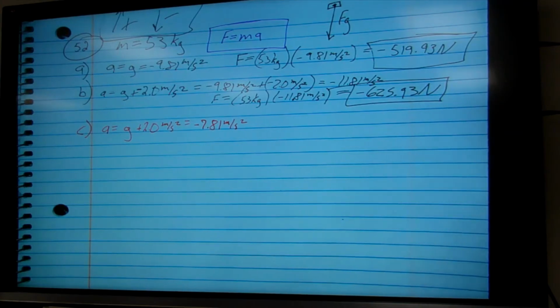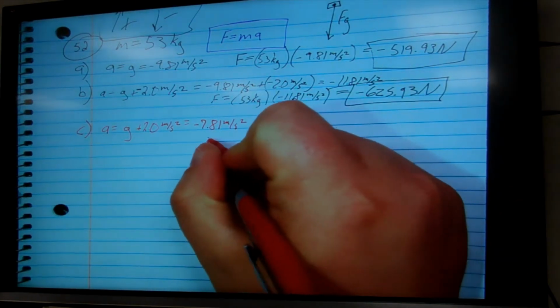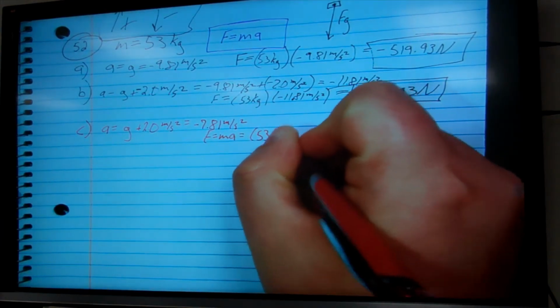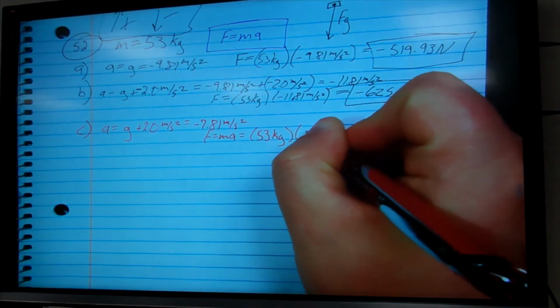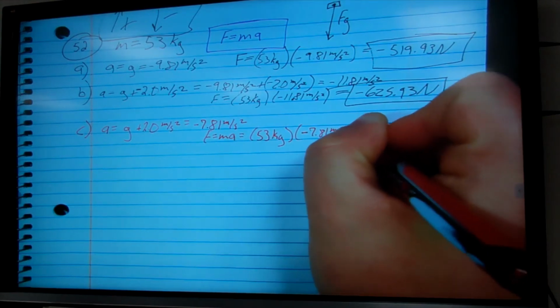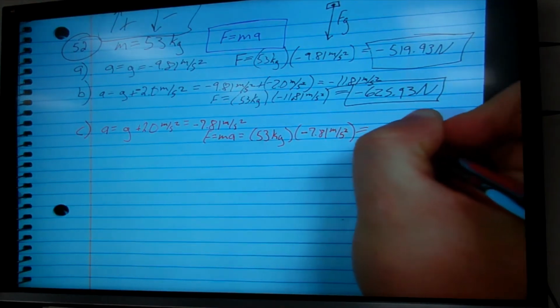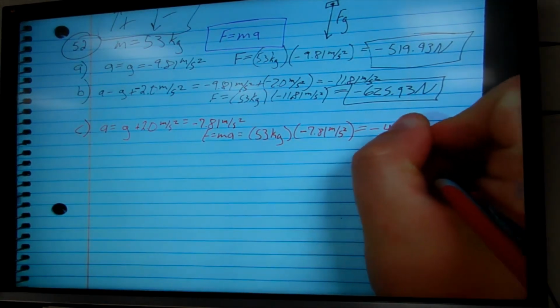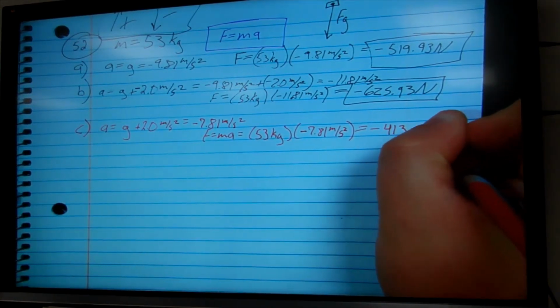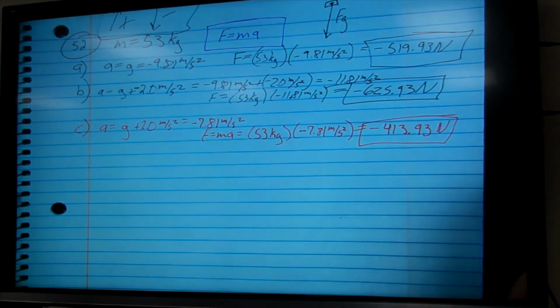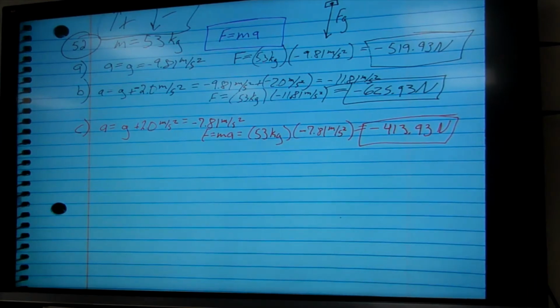So in this, that's our acceleration. So if we're going to find the force, it's equal to mass times acceleration, which is equal to 53 kilograms times negative 7.81 meters per second squared, which will be equal to negative 413.93 newtons. I got negative 413.4.